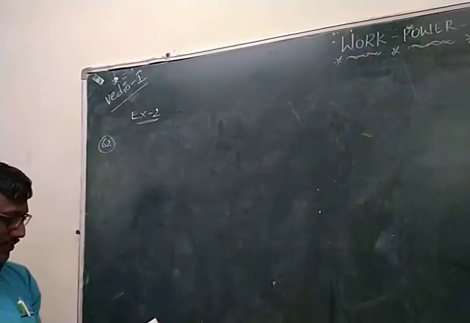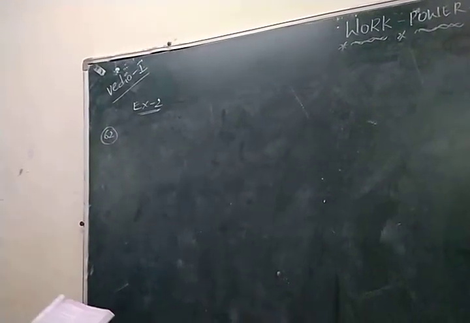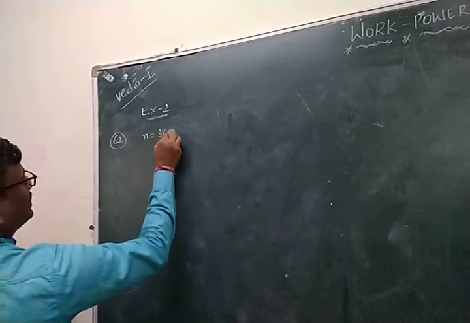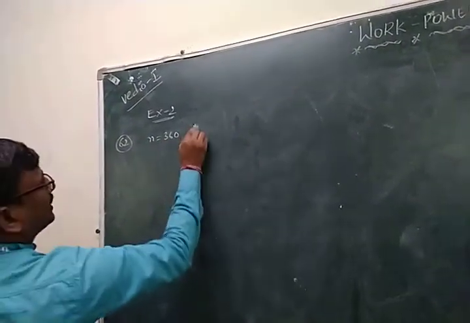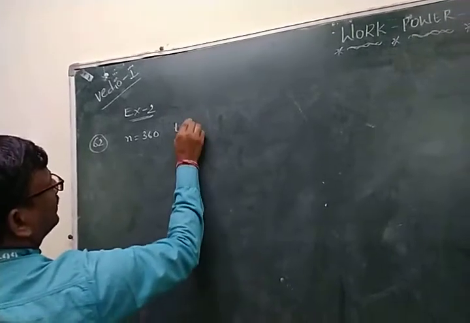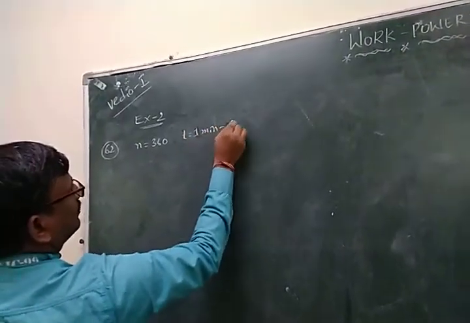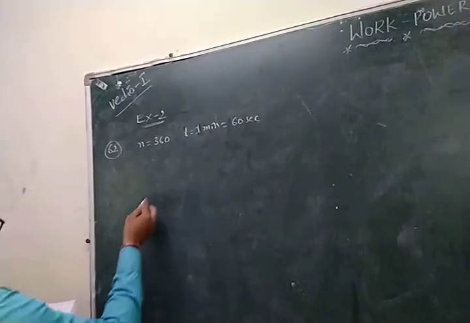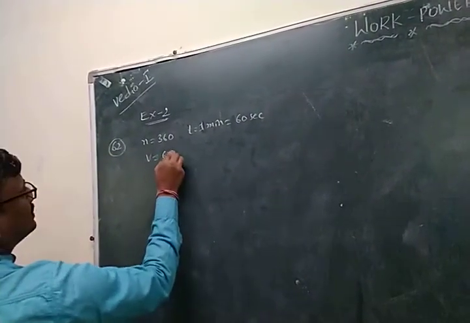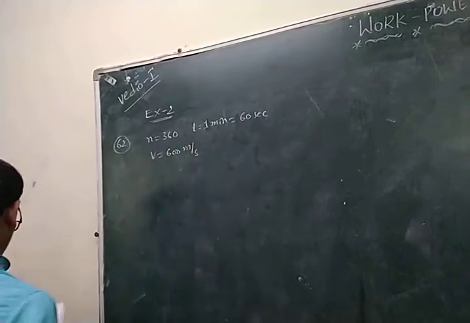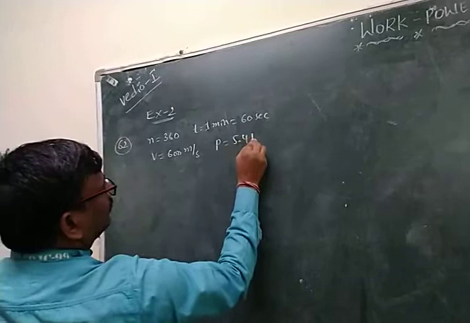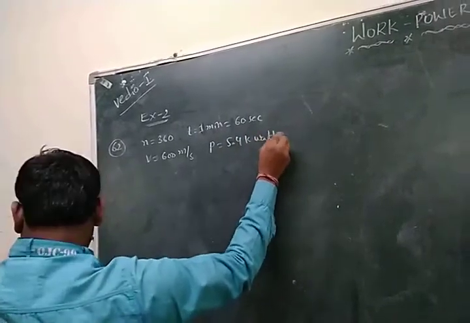Question number 62. A machine gun fires 360 bullets per minute. The number of bullets is equal to 360 per minute. Time is equal to 1 minute, that is equal to 60 seconds. The velocity of each bullet V is equal to 600 meter per second. The power of the gun P is equal to 5.4 kilowatt.